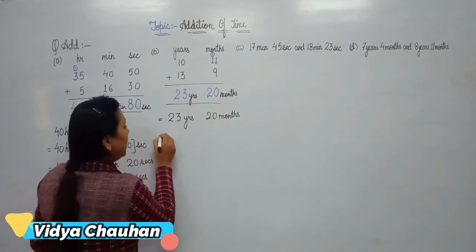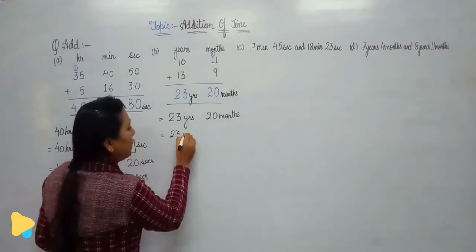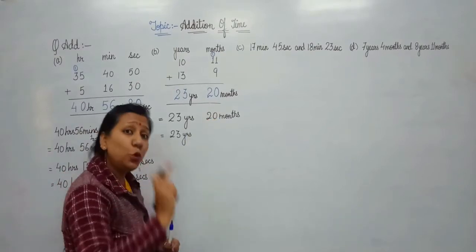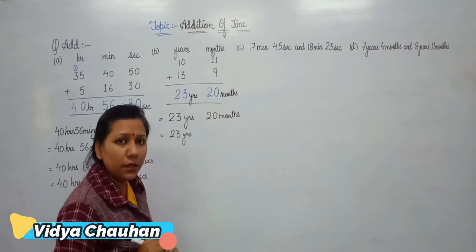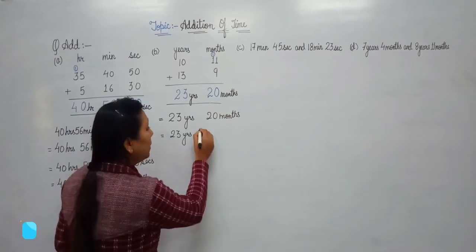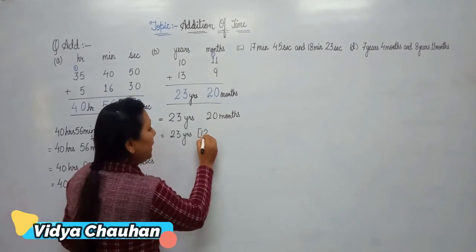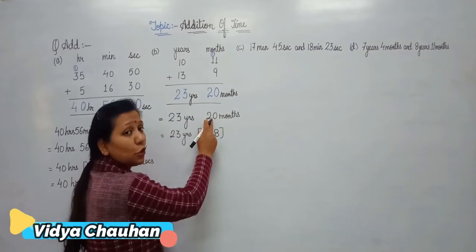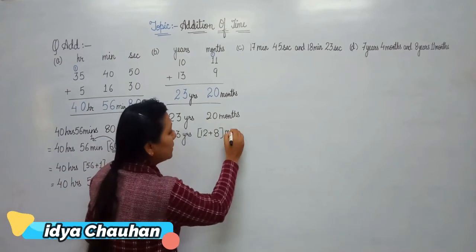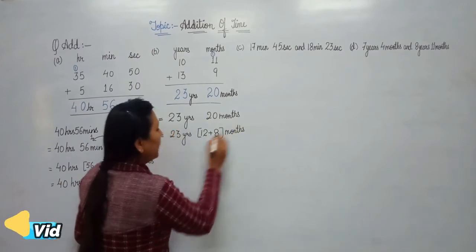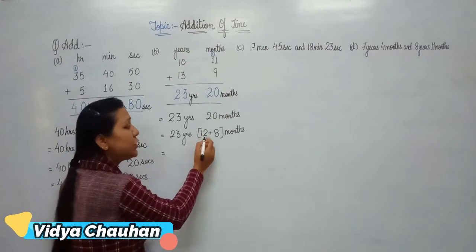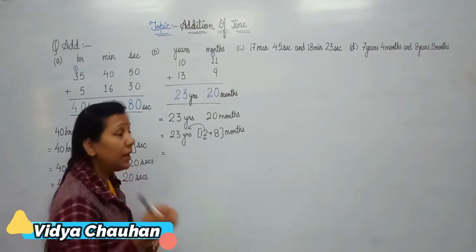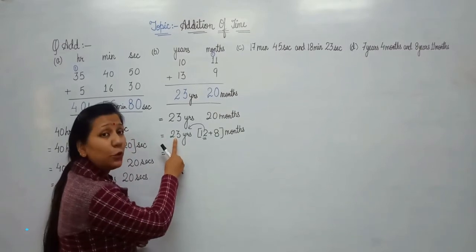Okay students? In the next step, 23 years will be as it is. For 20 months, just because 12 months make 1 year. 12 months make 1 year. So I will be writing it as 12 plus 8. Because 12 plus 8 is also 20 months. Clear? Now, in the next step, now this 12 months will actually get converted into 1 year and 1 year will be added here with 23.